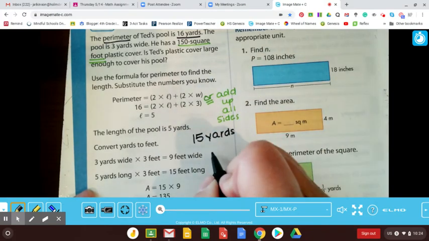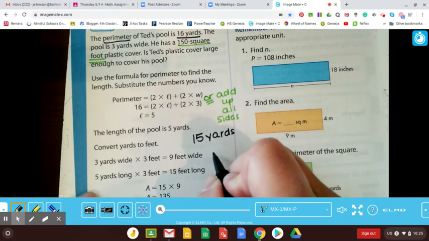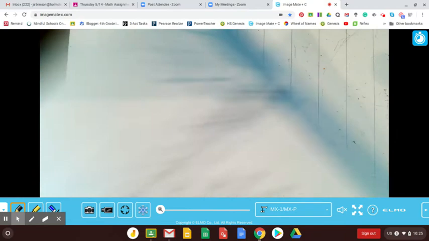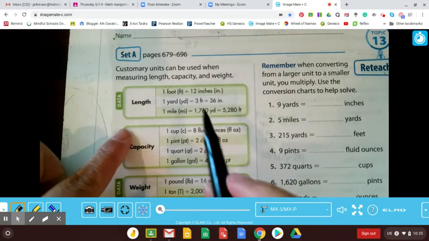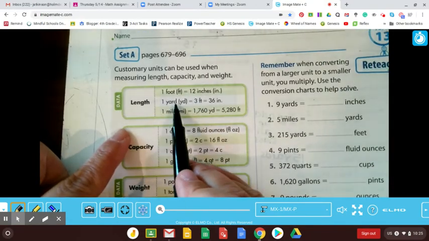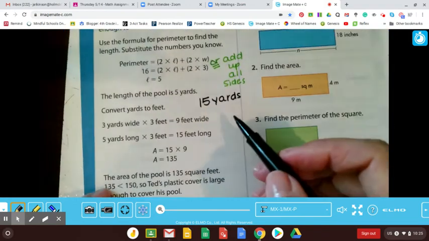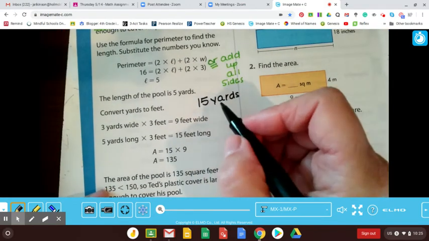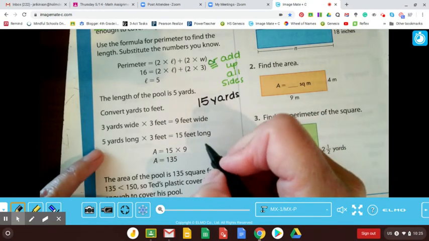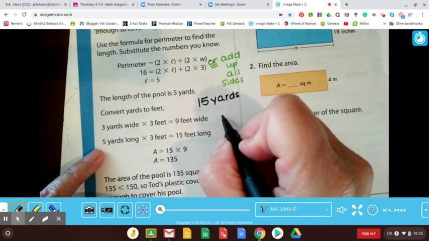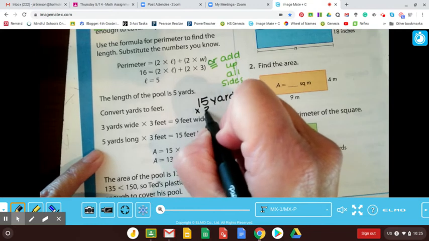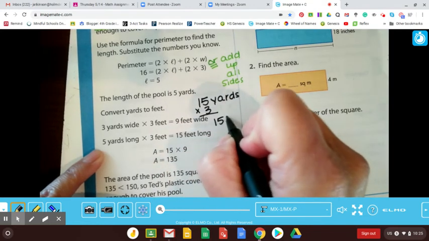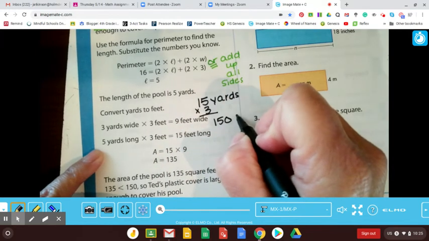So how many feet are in a yard? And this is where we could look back if we wanted to. In 1 yard, there are 3 feet, right? So we need to multiply, right? We could do 15 times 3, and we would get 150 feet.